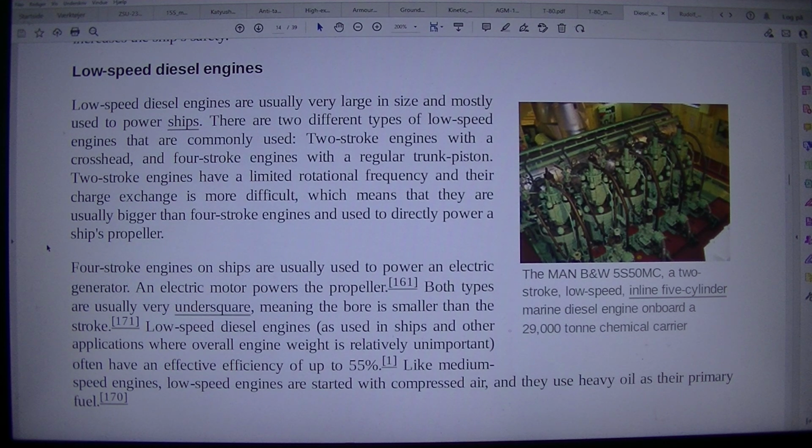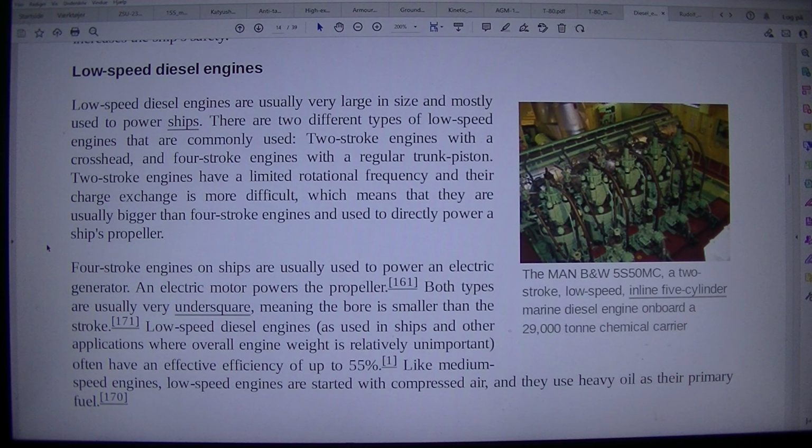Low-speed diesel engines, as used in ships and other applications where overall engine weight is relatively unimportant, often have an effective efficiency of up to 55%. Like medium-speed engines, low-speed engines are started with compressed air, and they use heavy oil as their primary fuel.